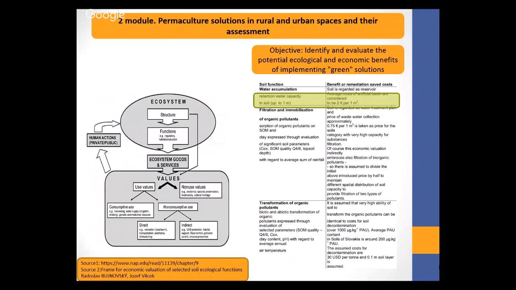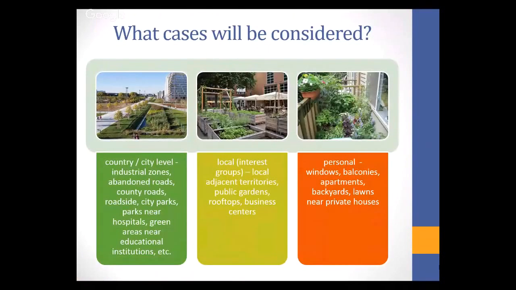For example, we can describe retention water capacity C as water accumulation functions as the price or cost of an artificial basin. So we can find a different level of permaculture solution in urban spaces, especially those densely populated, such as Kharkiv or Kyiv.